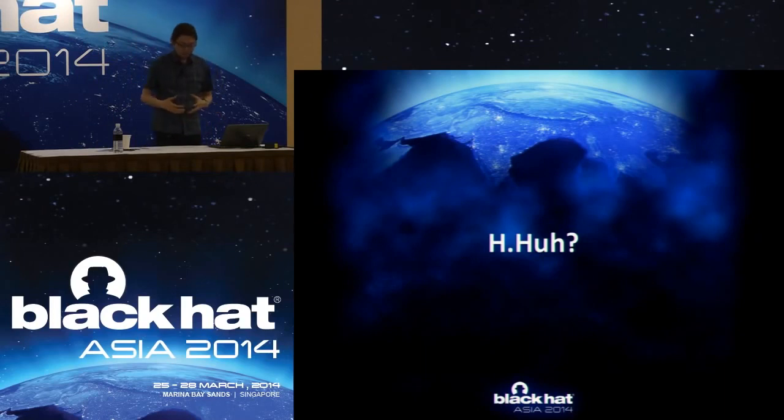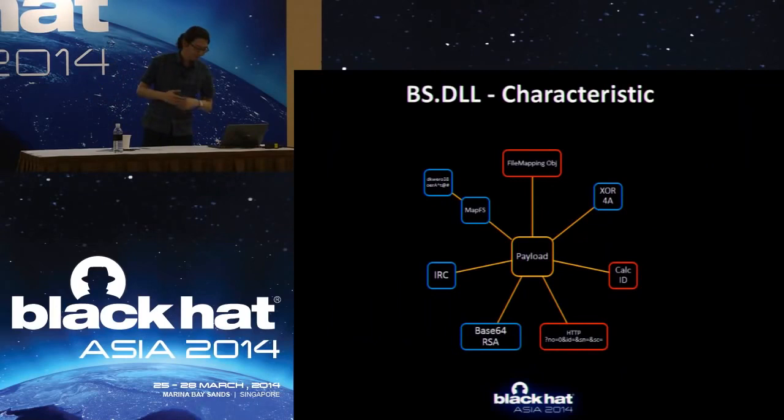So before trying to find more samples, we still need to find the characteristics all those operations have. File mapping object, string encryption, calculating the ID using HTTP request, HTTP request patterns. The patterns may change, but HTTP protocol, base64, RSA encryption, IRC channel, mapfs, and then a zip password.